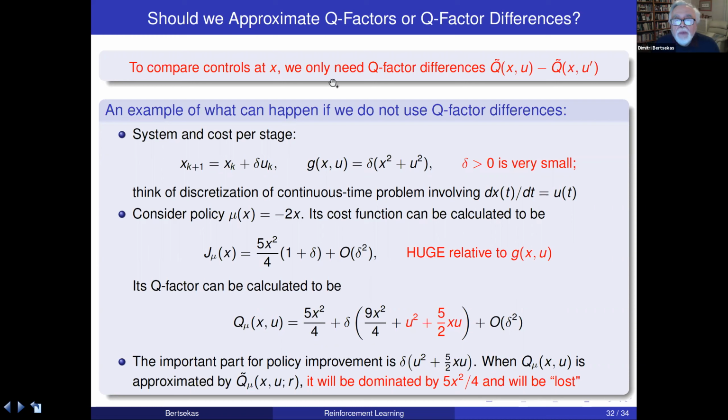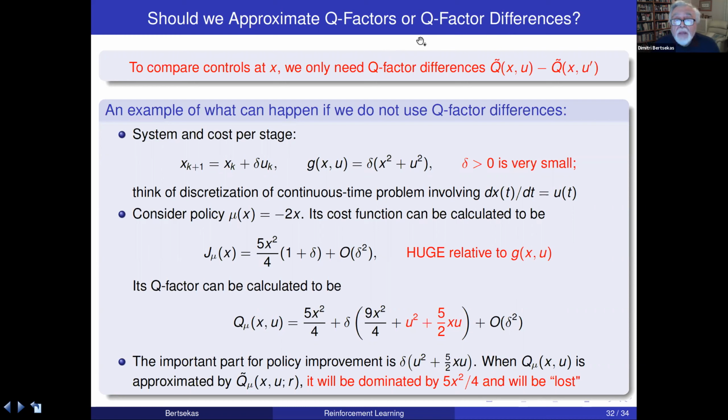Now, people have played a lot with this idea of using Q factor differences from the early days of reinforcement learning. There's a methodology called advantage updating, which argues for approximating Q factor differences as opposed to Q factors themselves.